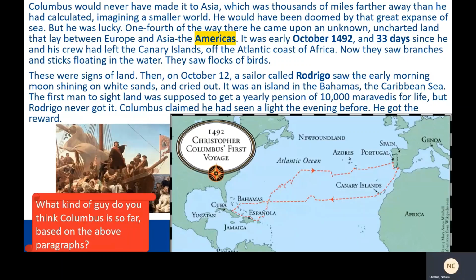The first man to sight land was supposed to get a yearly pension of 10,000 maravedis for life, but Rodrigo never got it. Columbus claimed he had seen light the evening before. He got the reward.